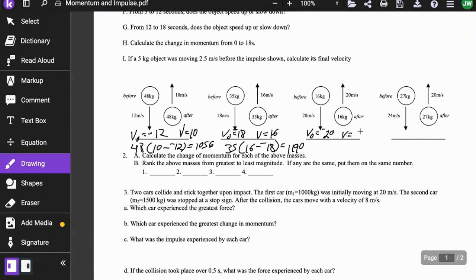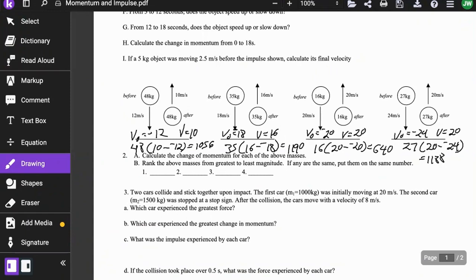For the next problem over, we've got v naught is negative 20 initial velocity. v equals positive 20. So we're going to have 16 times 20 minus negative 20. And we do that, we get 640. For our last one, our initial velocity is negative 24 because it's 24 down. Final velocity looks like it's positive 20 with a mass of 27 times final velocity of 20 minus negative 24 is equal to 1,188.